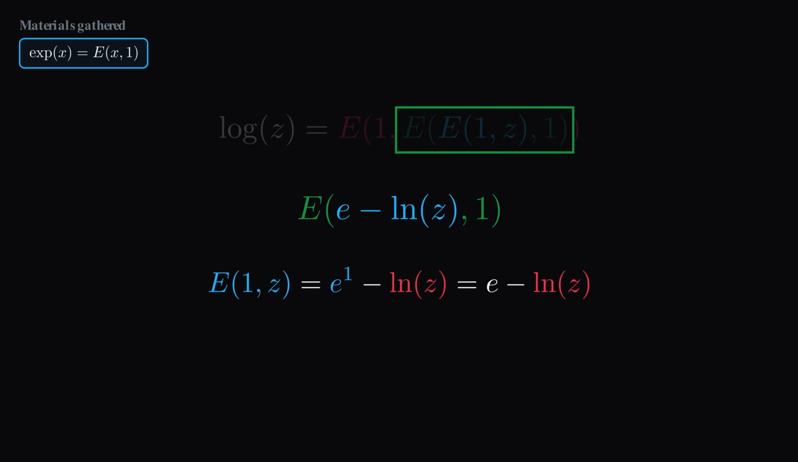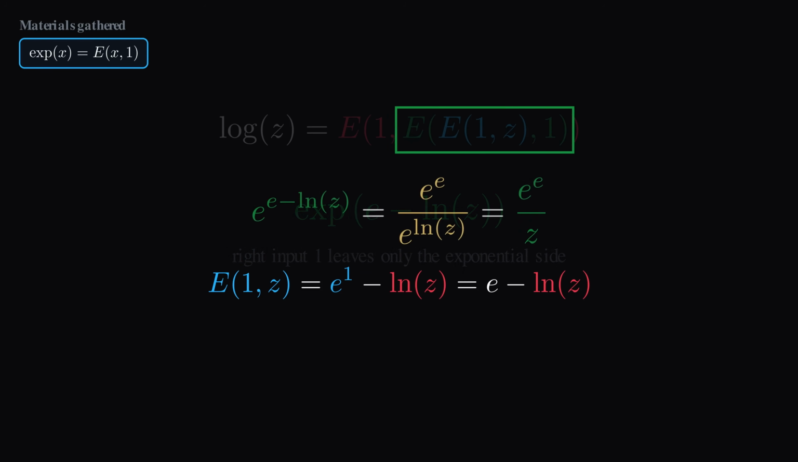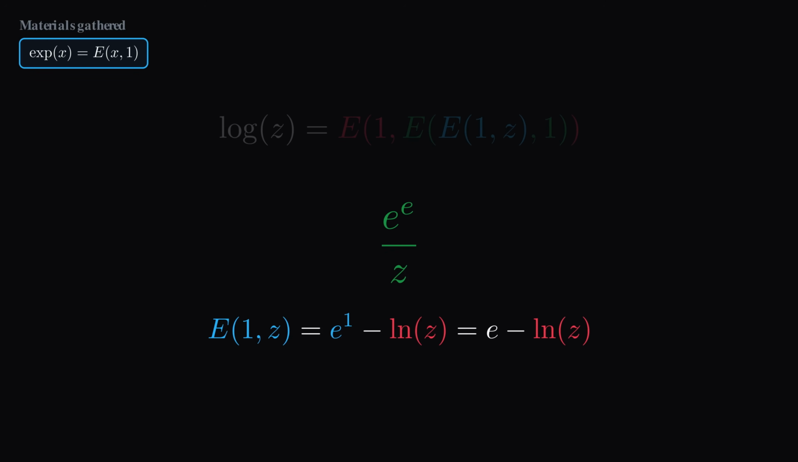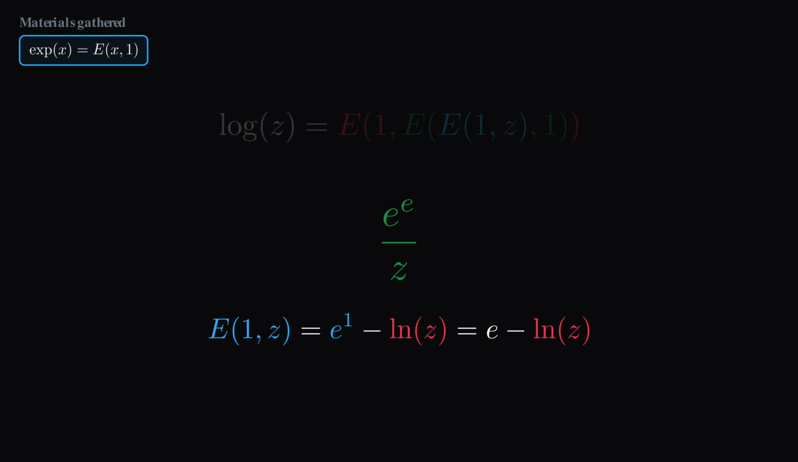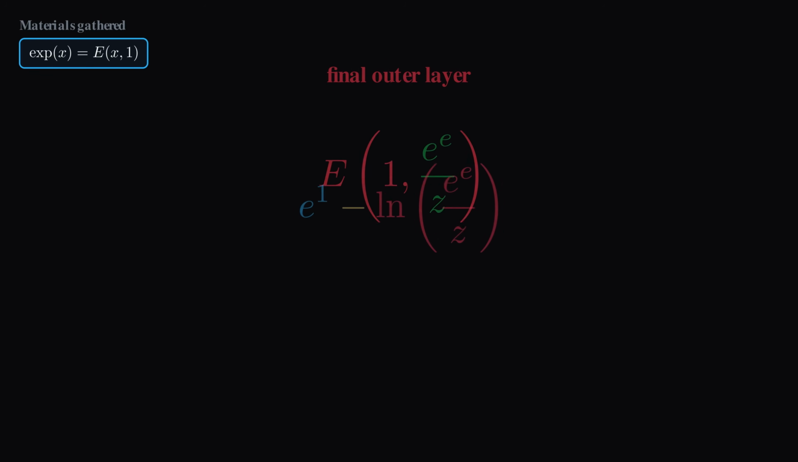Because we know from the previous exponential rule that e of a, 1 is equal to e raised to the a, this middle layer exponentiates the entire thing. Using exponent rules, that then just becomes this fraction. And this fraction is what will pass into the final layer. Now for the final EML gate, we can take that fraction as its second input.